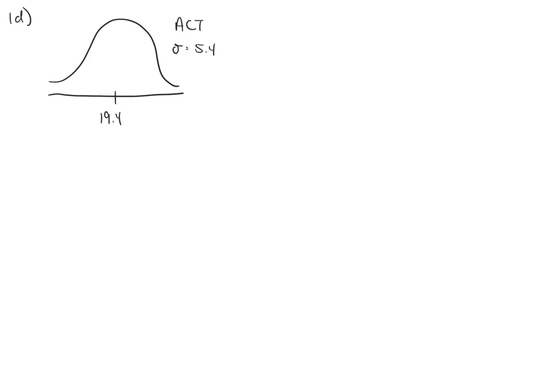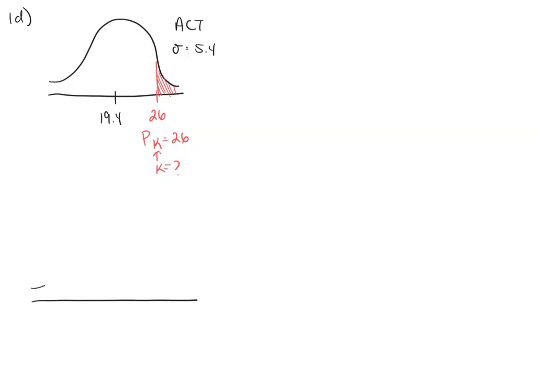In this problem, we are looking for an SAT score that is equivalent to scoring a 26 on the ACT. So to solve this problem, our first goal is to figure out what percentile an ACT score of 26 is. Once we know what percentile it is, we'll know where that SAT score sits on the SAT distribution.